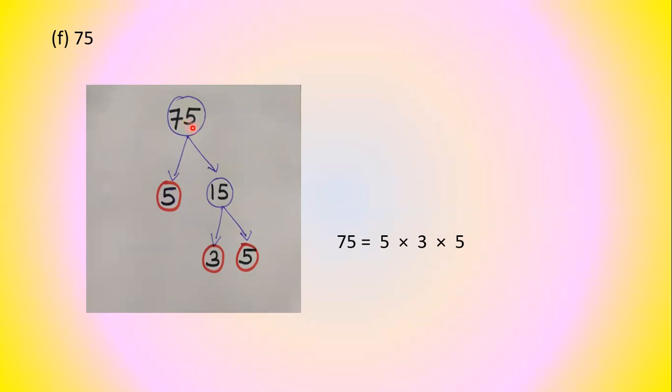So we can take 75 as 3 into 25, or we can take it as 5 into 15. I have taken it as 5 into 15. Now 5 is a prime number and 15 is not a prime number. Again we will factorize 15. It can be factorized as 3 into 5. So 75 can be written as 5 into 3 into 5. We will check. 5 3s are 15, 15 5s are 75. So all these are prime numbers.